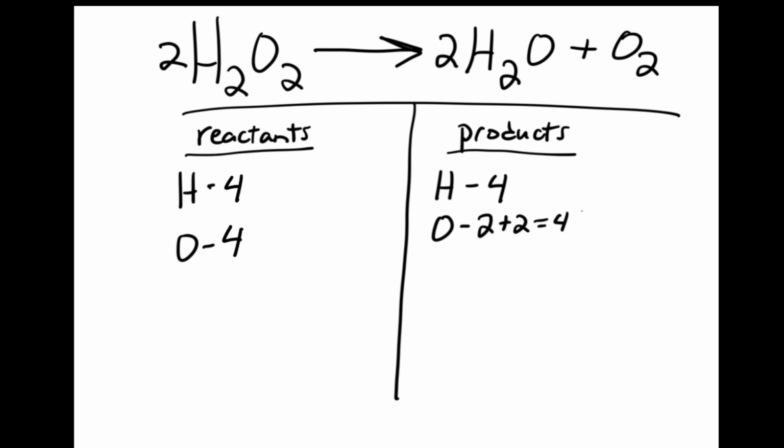So let's double check our work here and make sure it is balanced. I've got 4 hydrogen on this side and 4 hydrogen on that side. And then on the reactant side, I've got 4 oxygen, and on the product side, I've got 4 oxygen. So that means that it is balanced.